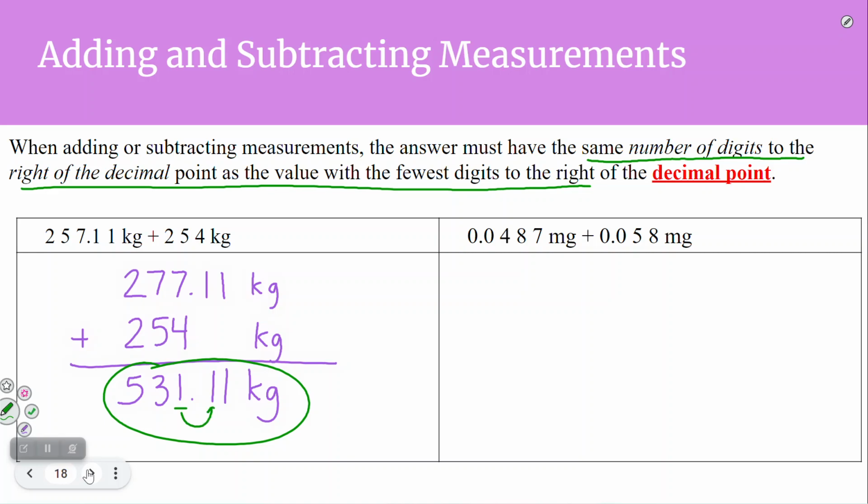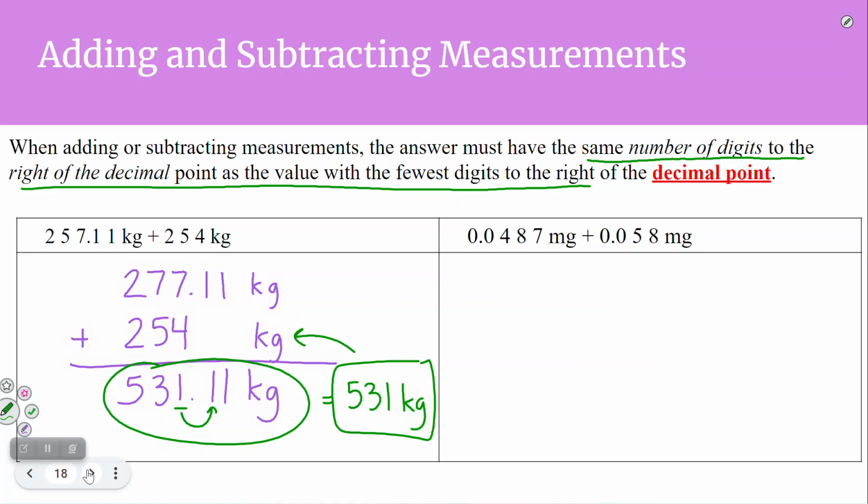So we look at our number's neighbor, which is a 1. So that 1, the 531, is going to stay a 1. This is going to be reported as 531 kilograms, and the reason why is because of the lack of precision in this one. Remember, our answer cannot be any more precise than the least precise measurement, and with adding and subtracting, this is how you make sure you accomplish that.